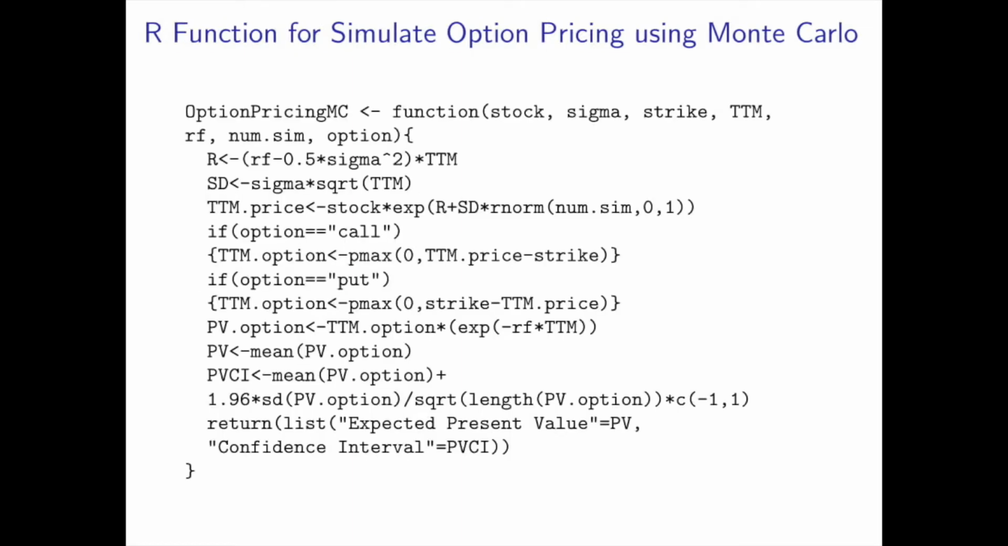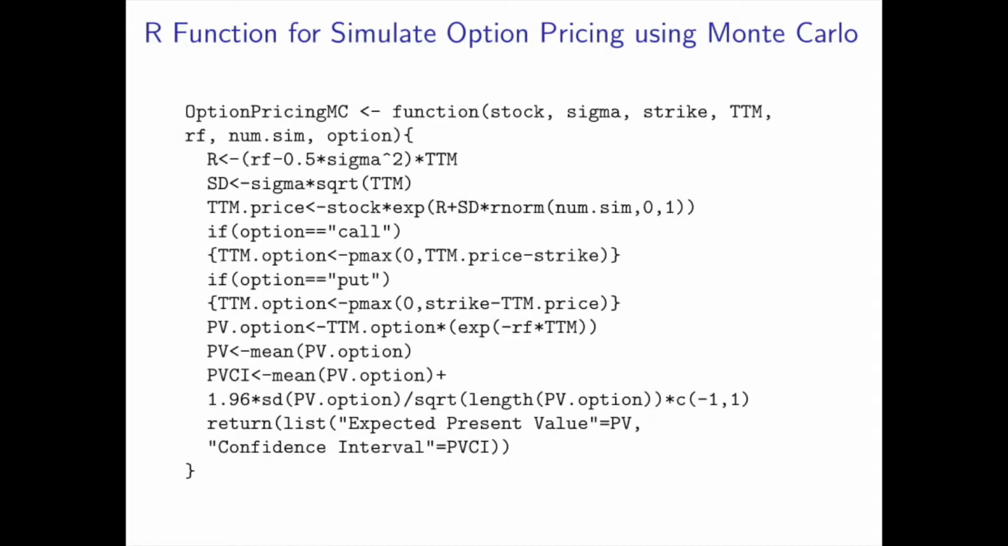ST. This is the R function I coded to simulate stock prices by using the Monte Carlo method, using the stock, which means initial stock price, sigma, which is the annualized standard deviation of daily return, strike, which is our target price for a call or put option, TTM, which means time to maturity, RF, which is the annualized risk-free rate, num.sim, which is the number of simulations we generated, and option equal to call for call option or equal to put for put option. Also, we consider the discount of the price to the present, which is pv.option, inside our R function.